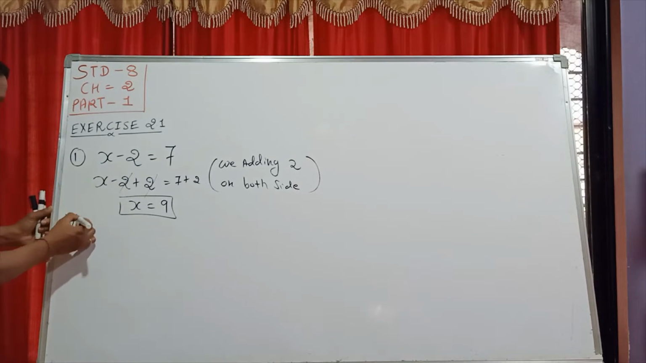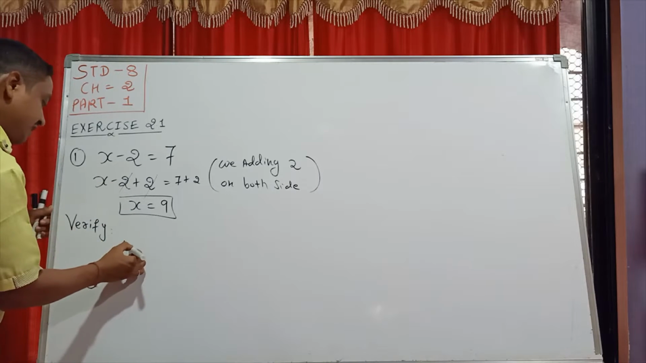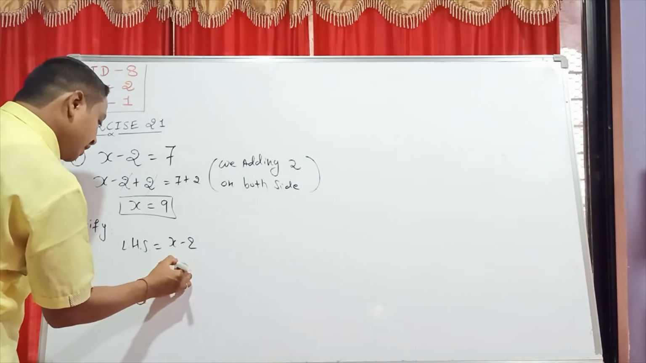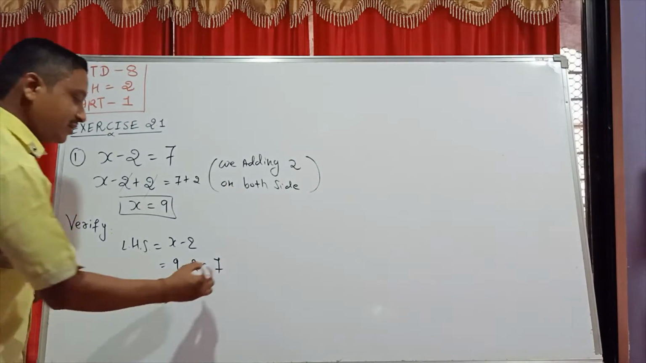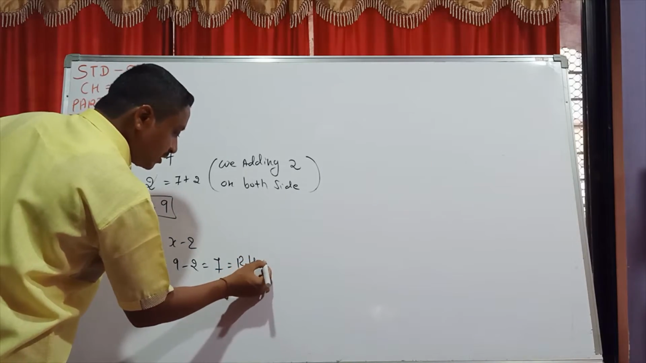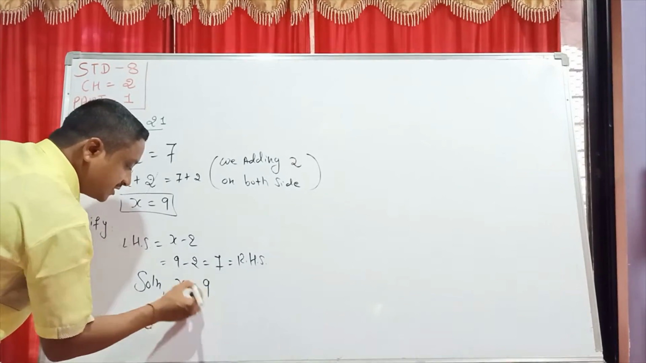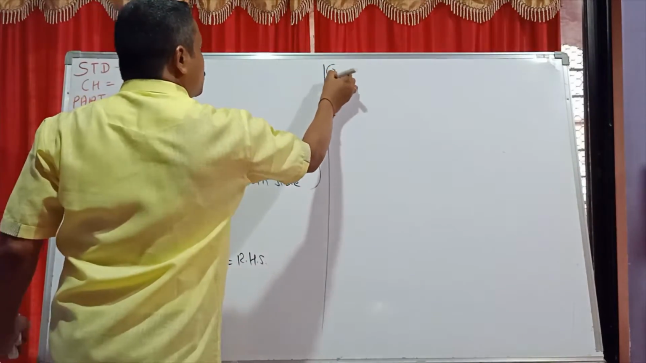Now I go to verification. It means checking. Verify: you check LHS. What's your LHS? x minus 2. Put x, and easily 9 minus 2 is equal to 7. That's my RHS. It means correct solution, students. Yes, the correct solution is x is equal to 9. Here done. Same, I go to question number 2 here, students.